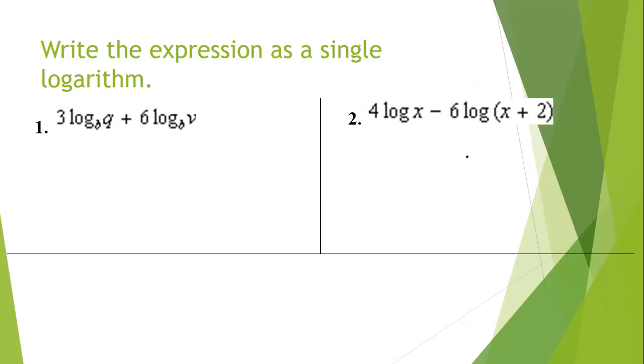All right, let's put all our skills together. We want to condense these down to single logarithms, using our properties. You should always check for property 5 first, which is the power rule. Notice I have 3 and 6, so using property 5 they become powers. We have log base b of q to the third plus log base b of v to the 6th.